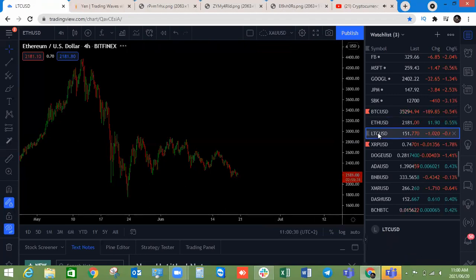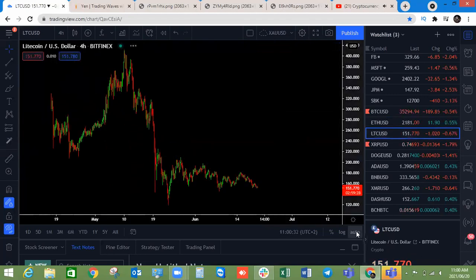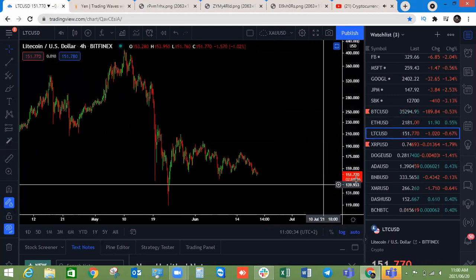Looking at Litecoin. Make it log scale here.